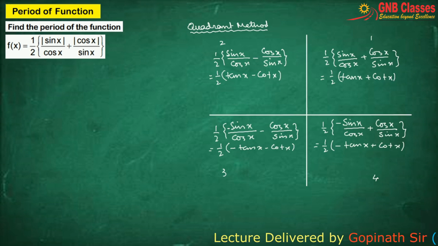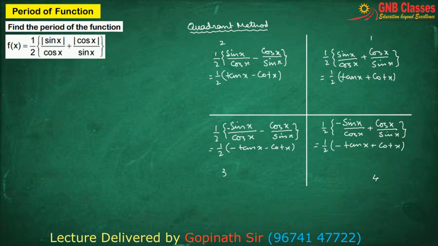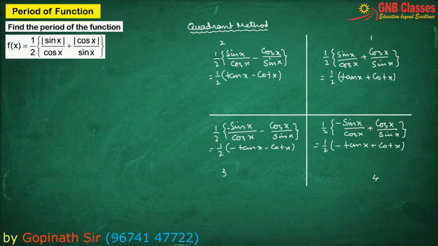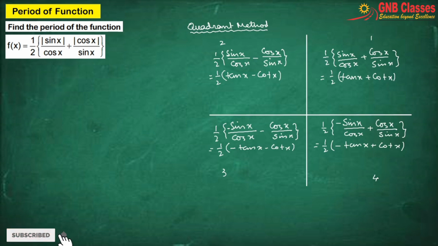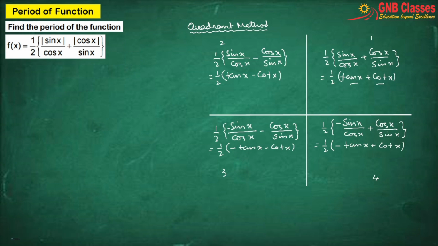Now the second point one should remember is that in each quadrant you have to observe whether the trigonometric ratio that we are getting is positive or negative in that quadrant. If it is positive, we will leave the trigonometric ratio as it is. But if it is negative, I will put a minus sign before that trigonometric ratio. Is it clear? So in the first quadrant, tan is positive, cot is positive. So leave it as it is.